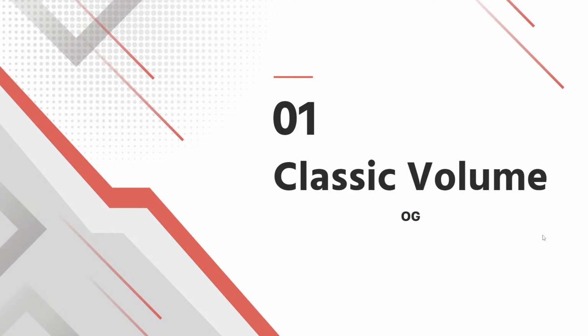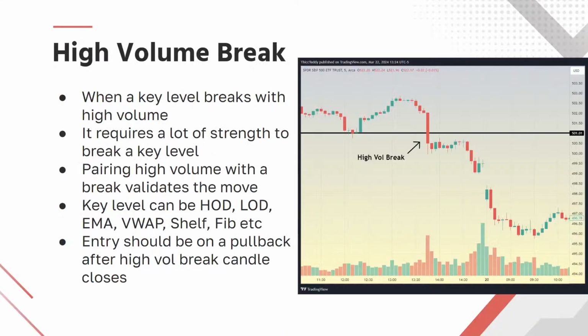Number 1, classic volume, which is just that OG volume that we talked about on Monday. And these are the setups that could be useful to you guys that use classic volume. The first one we have is a high volume break. So this is when a key level is broken and it's paired with high volume. That is what I consider a key level break.